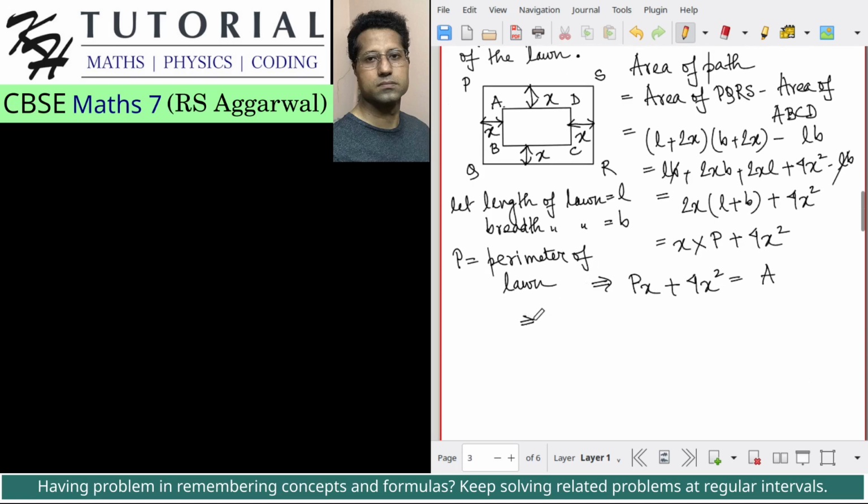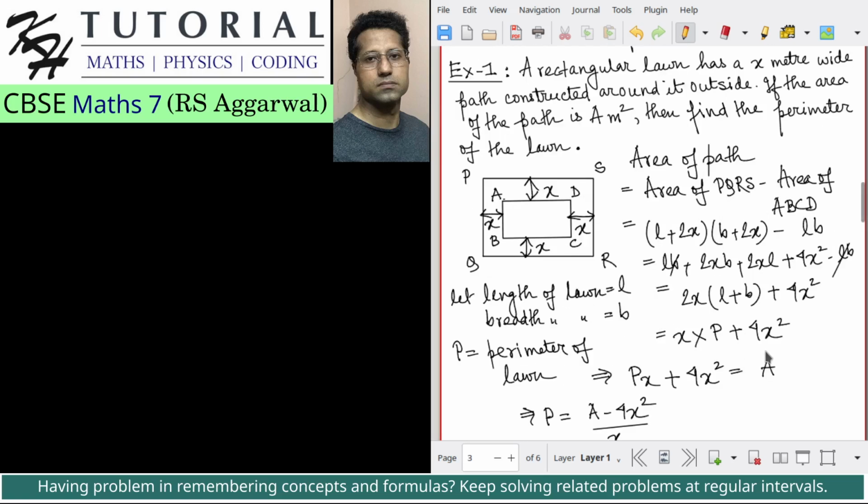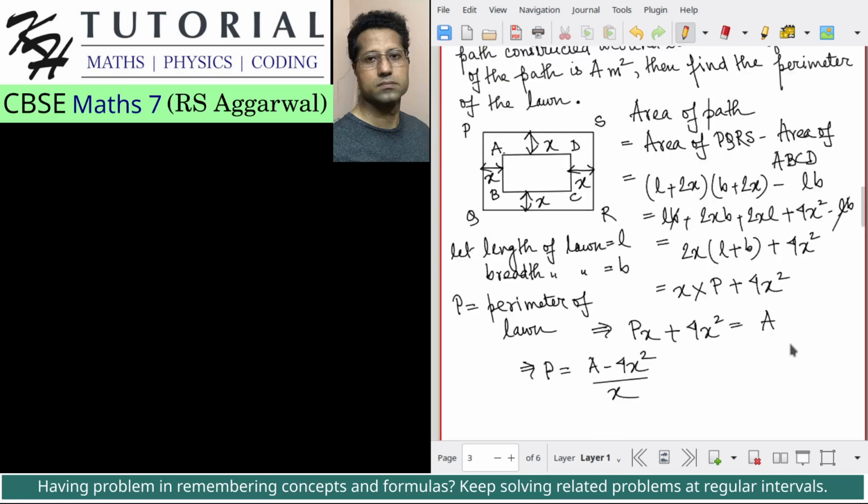So this implies what will be P? P will be equal to 4 minus x square divided by x. So P is not 4, but A. P will be (A minus 4x square) whole divided by x. So this will be the perimeter of the lawn in terms of A and x, where x is the width of the path and A is given to be the area of the path, and the path was constructed outside the rectangular lawn.